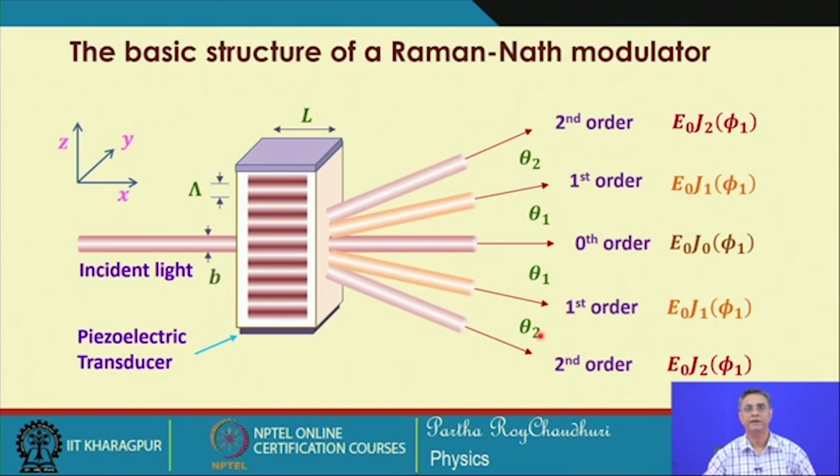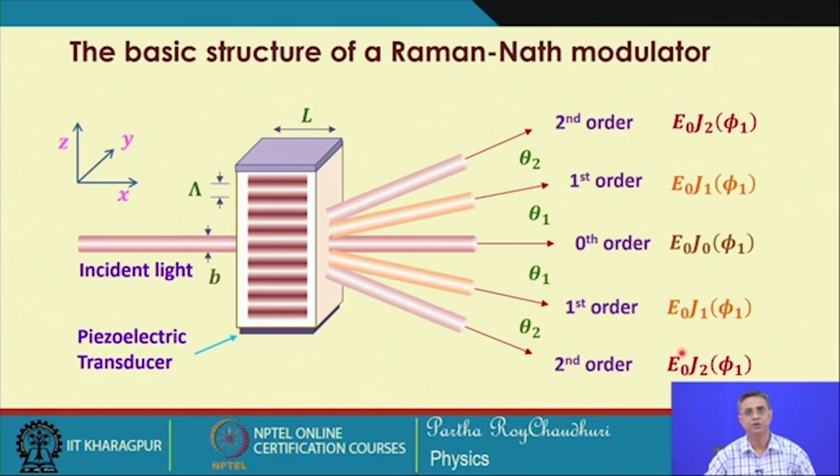The schematic of this Raman-Nath type of modulator is: you have an incident beam which is incident normally, and this is the beam width. You have this acoustic wavelength capital lambda, and the beams are diffracted. This is the 0th order beam, plus 1 order, plus 2 order, minus 1 order, minus 2 order, and so on and so forth. Interestingly, the second order is given by E0 J2, the first order by E0 J1, and for the 0th order E0 J0.